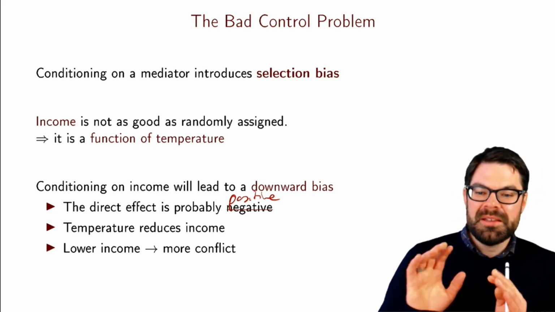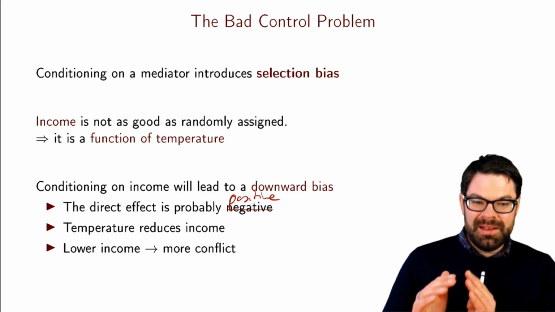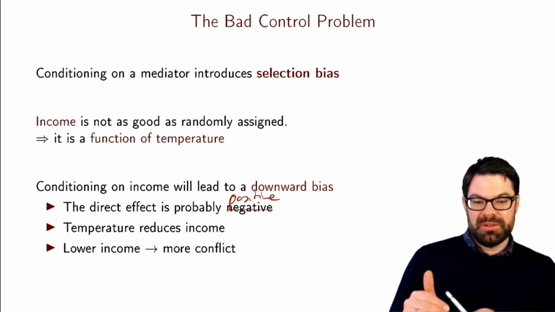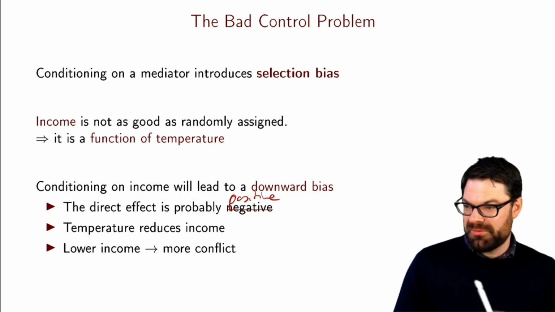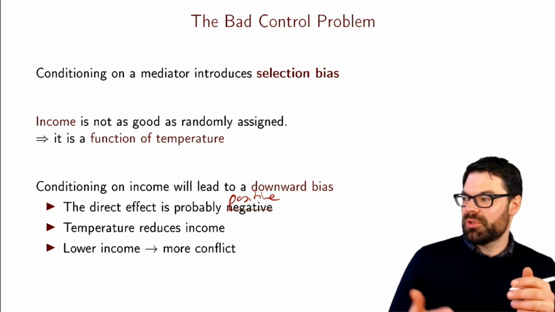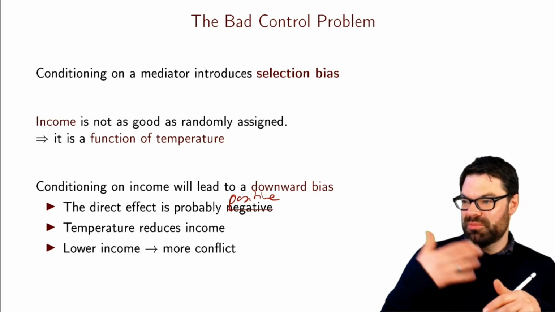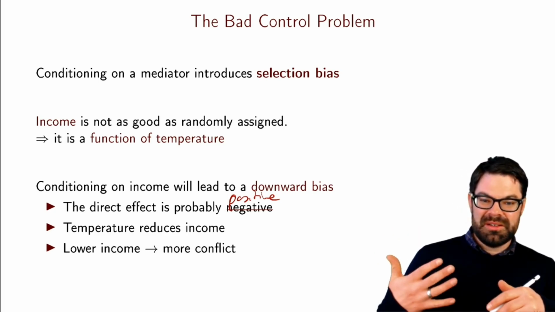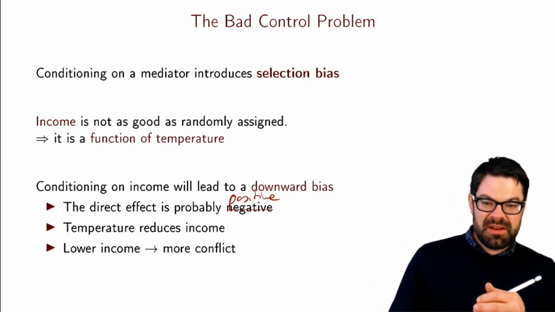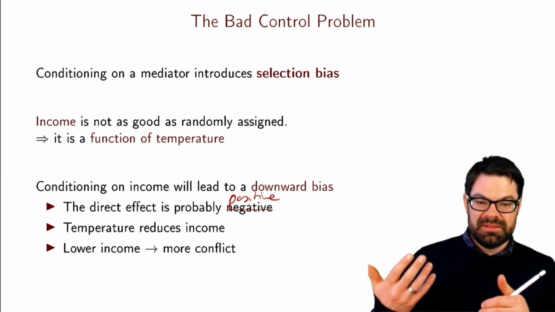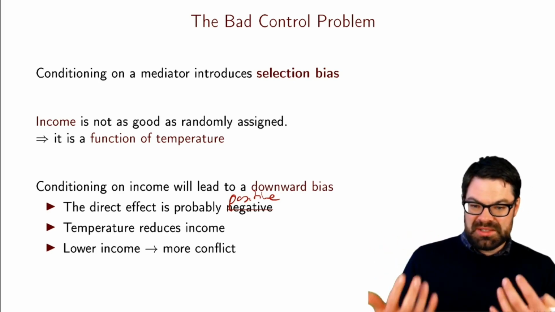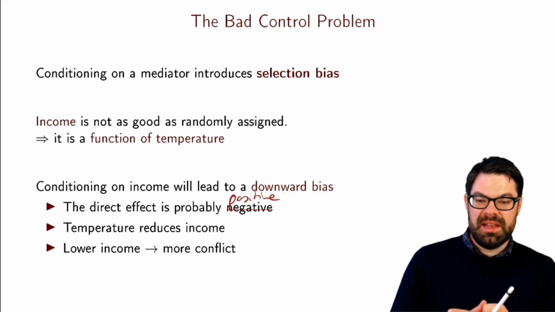So let's assume that the direct effect of temperature on the likelihood of conflict is positive. I've written initially negative, but it should actually be positive, right? So if you have those spikes in temperature, there is good reason to believe that this leads to scarcity and conflict over resources, because there is, for example, less food available, and that increases the likelihood of conflict.